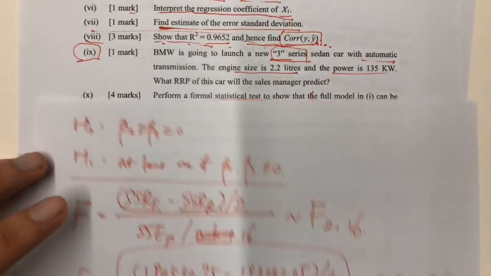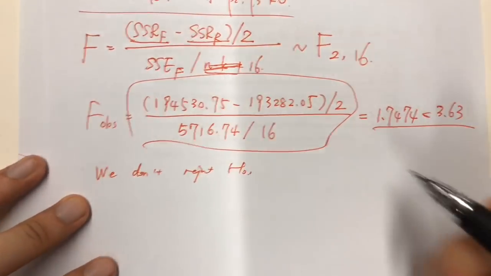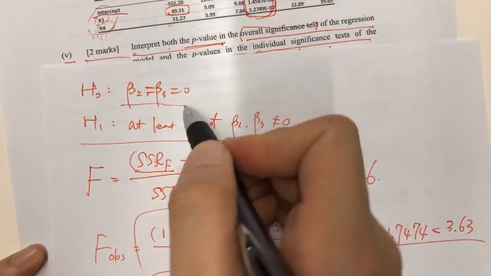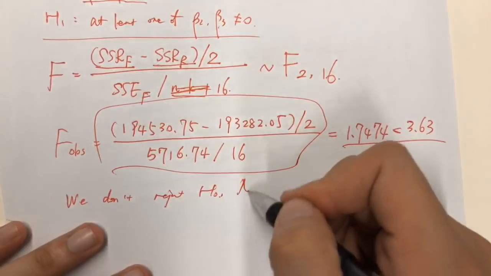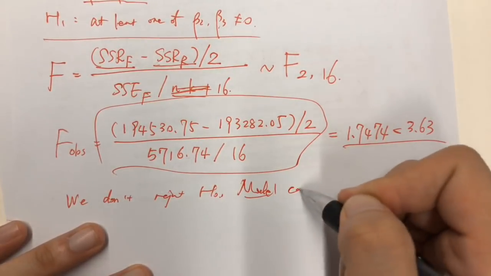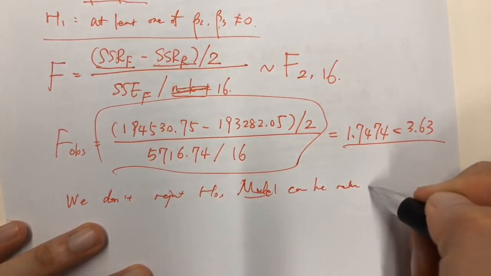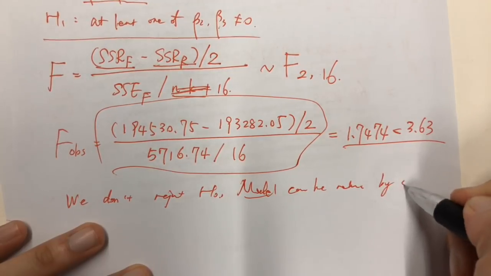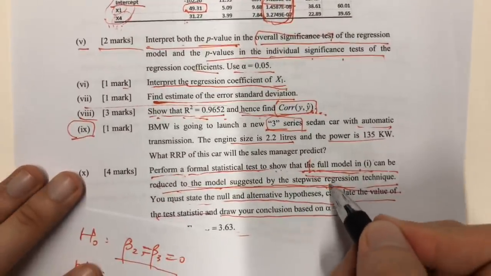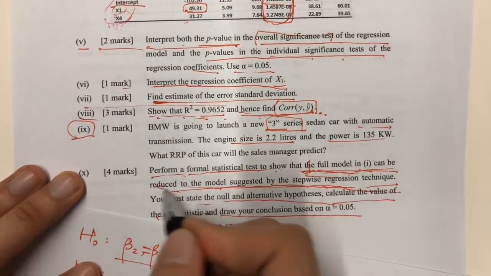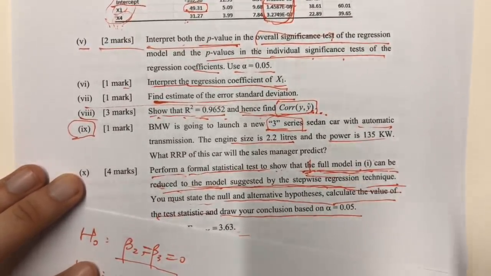Is that okay? All right. So we do not reject H0, which means beta 2 and beta 3 all equal 0. This means the model can be reduced, right? In short, the model can be reduced by something like the stepwise regression technique. You can just copy the question: the full model can be reduced to the model suggested by the stepwise regression technique. Okay, that's all about the linear regression question.